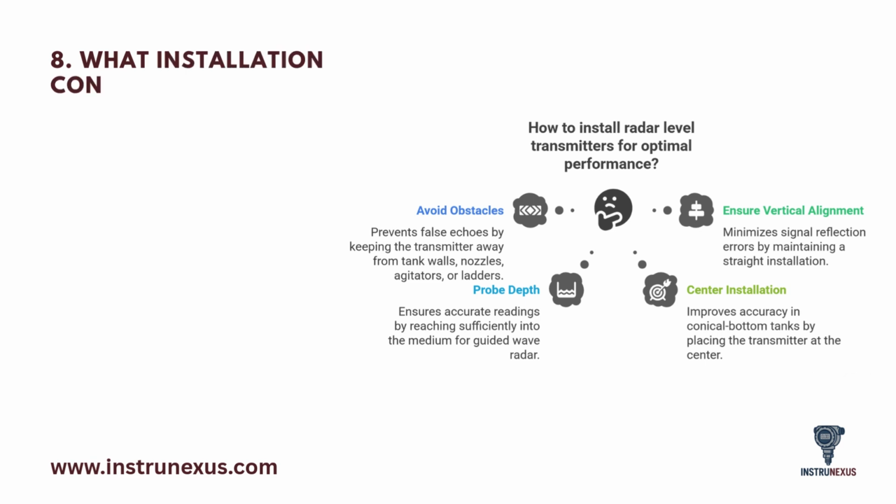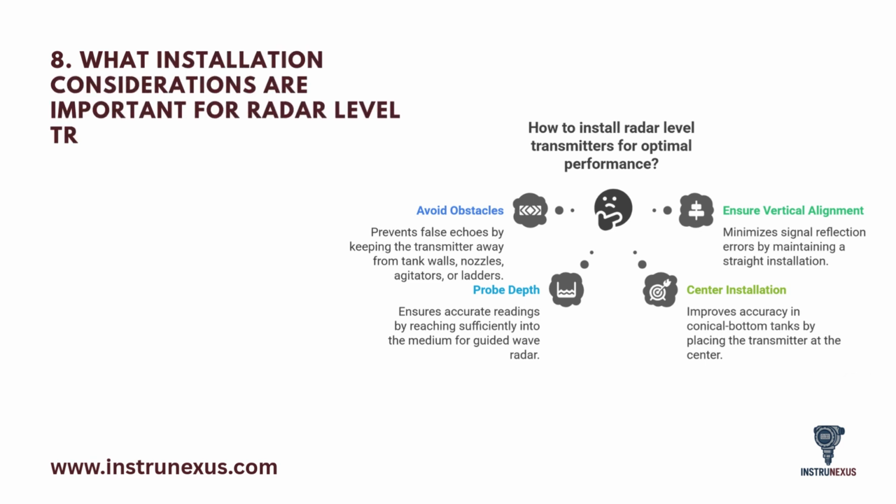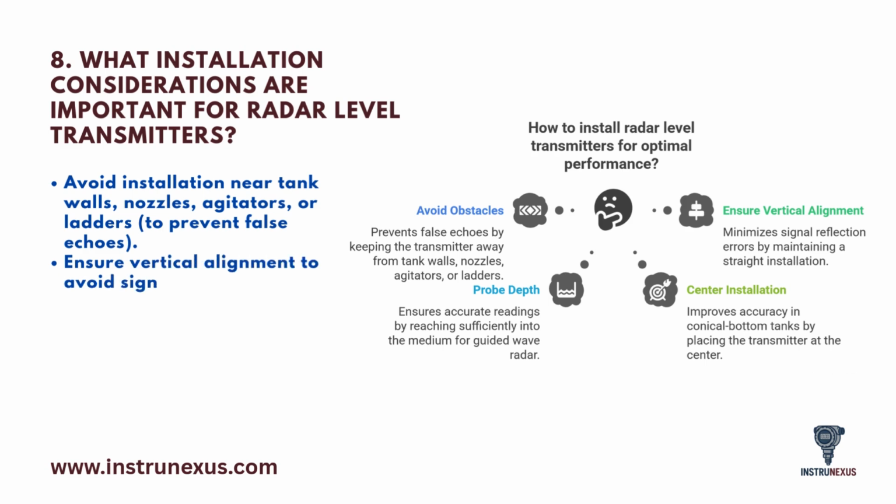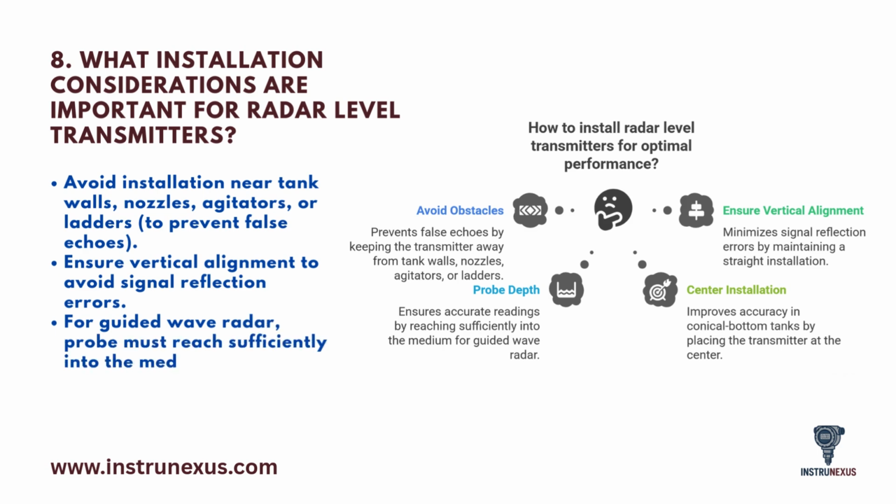What installation considerations are important for radar level transmitters? Avoid installation near tank walls, nozzles, agitators, or ladders to prevent false echoes. Ensure vertical alignment to avoid signal reflection errors. For guided wave radar, the probe must reach sufficiently into the medium. For conical bottom tanks, install at the center for better accuracy.